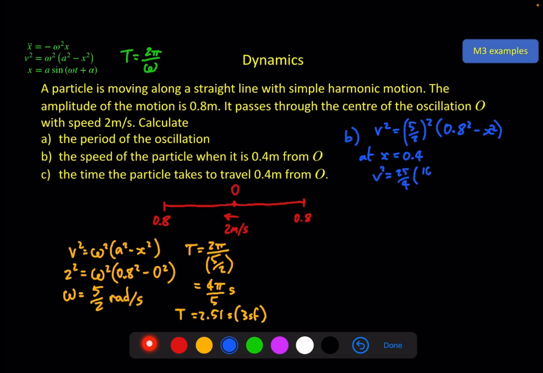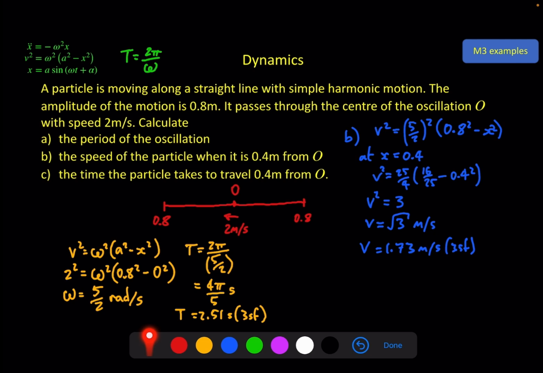25/4, 16/25 minus 0.4 squared. And that gives us an answer of 3, which seems nice, but then we have to square root it. So V is equal to the root of 3 meters per second, which is 1.73 to 3 significant figures. So that is the speed as it passes through the point 0.4 meters from O.